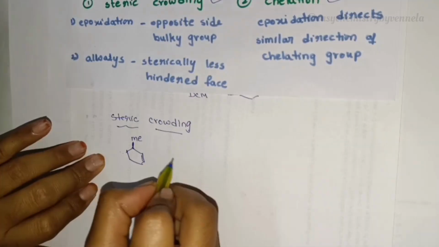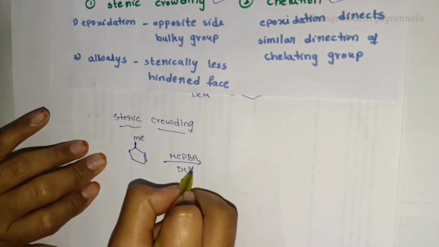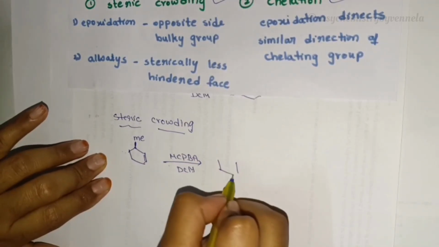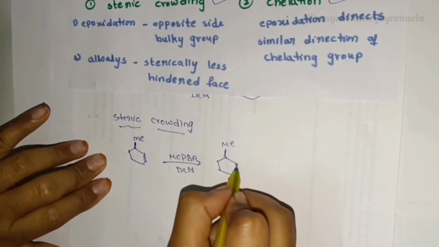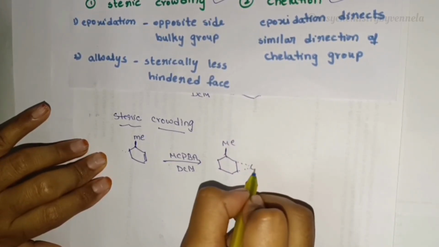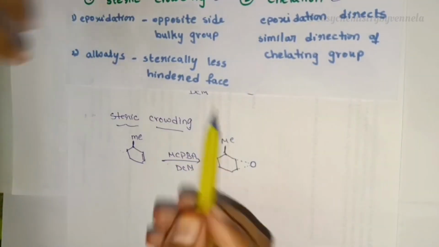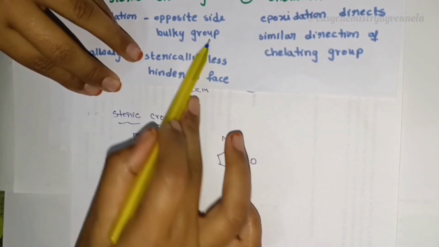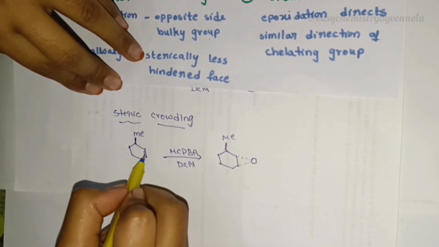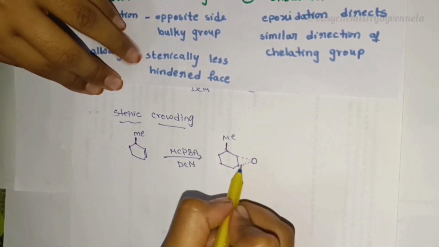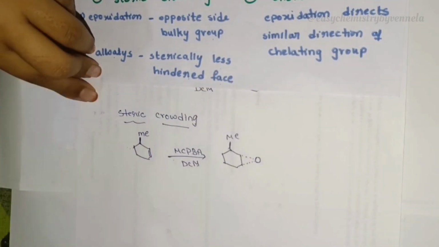Here methyl, MCPBA, DCM. Here, methyl and epoxidation below the plane. Why? Epoxidation will take place on the side opposite to the bulky group. Here the group is above the plane, so epoxidation will take place below the plane, always on the sterically less hindered face.